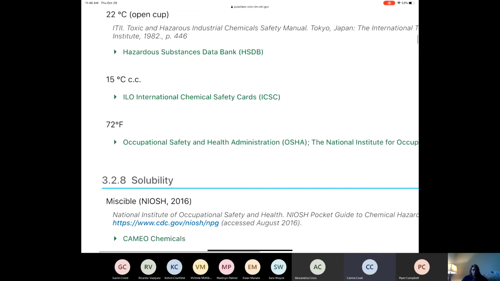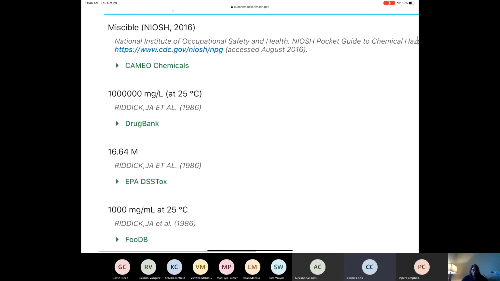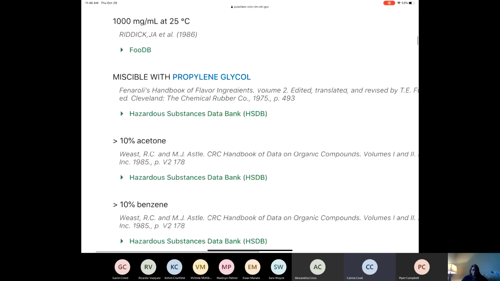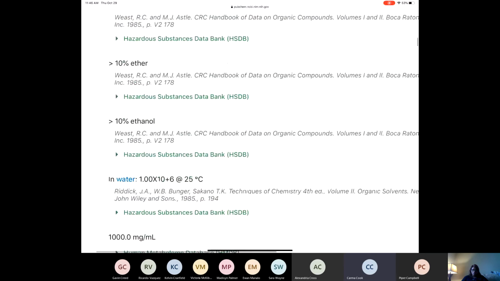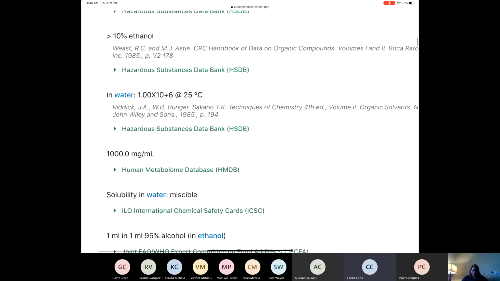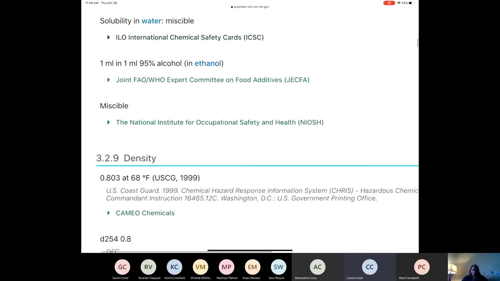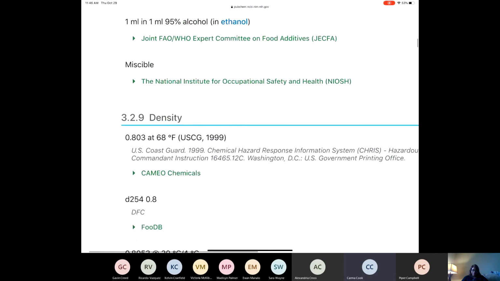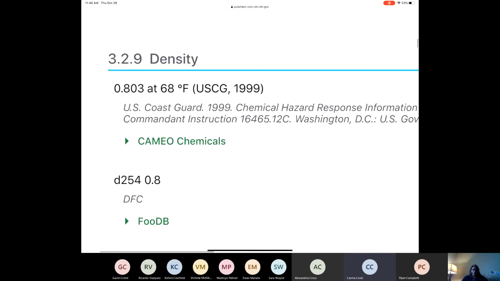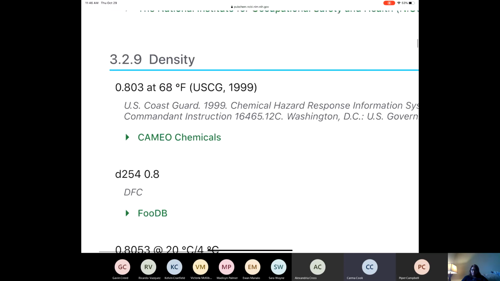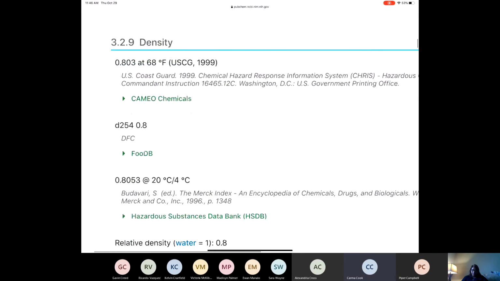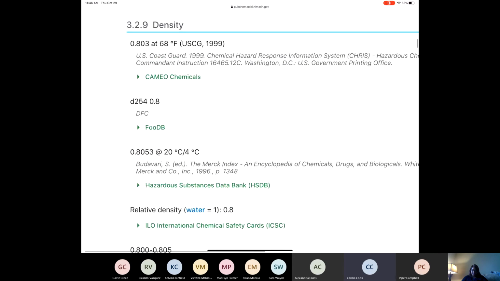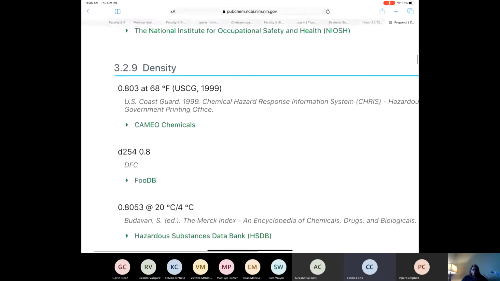Because alcohols are very volatile. There's the solubility, which liquids it's miscible in, and there's density. Finally, that's what we need to know. The density is 0.803. And the density units are going to be in grams per milliliter. And we also want to know temperature. This is at a temperature of 68 degrees Fahrenheit.